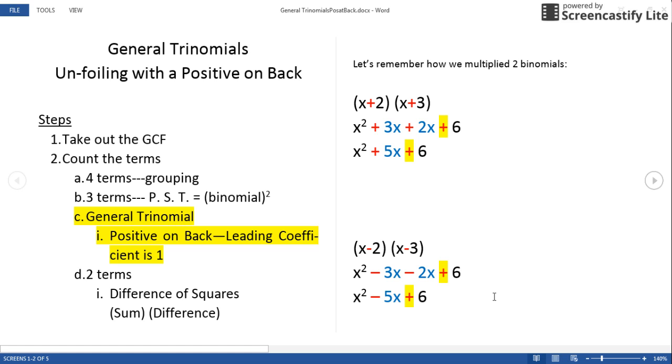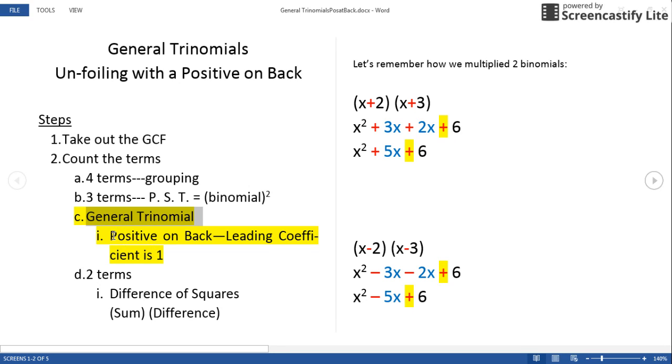Let's talk about factoring general trinomials by unfoiling. When we factor, our steps are first to take out a greatest common factor. Next, we count the number of terms. When there are three, we say, boy, I hope it's a perfect square trinomial, because those are easy. But in this video, we're going to look at the harder problems, general trinomials.